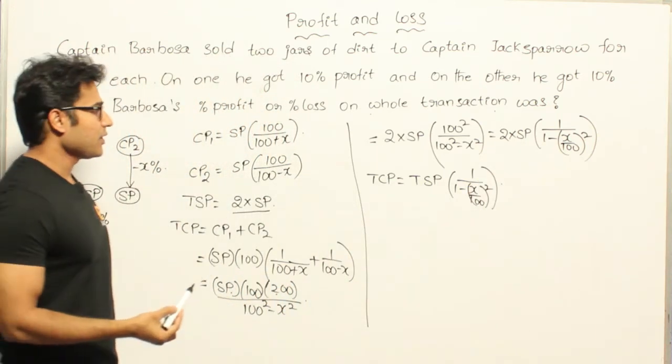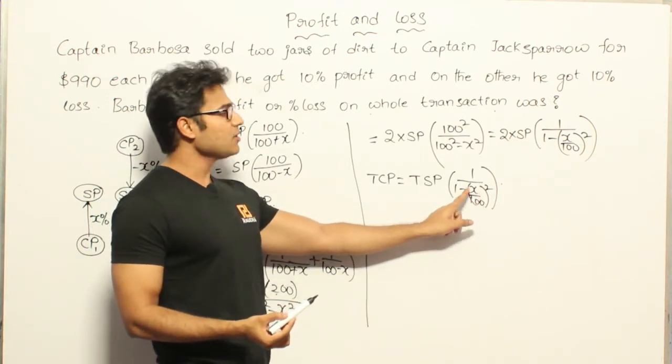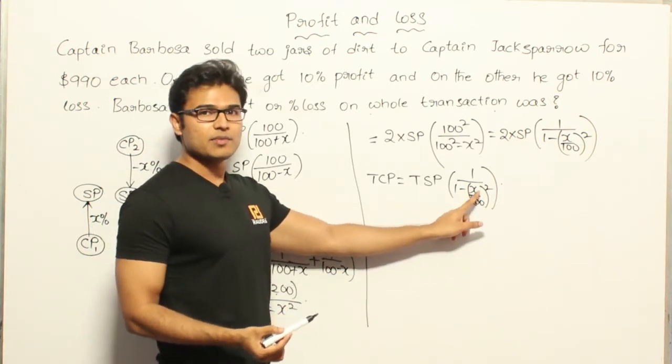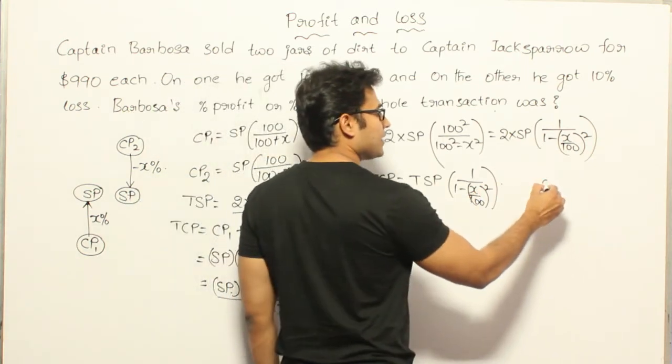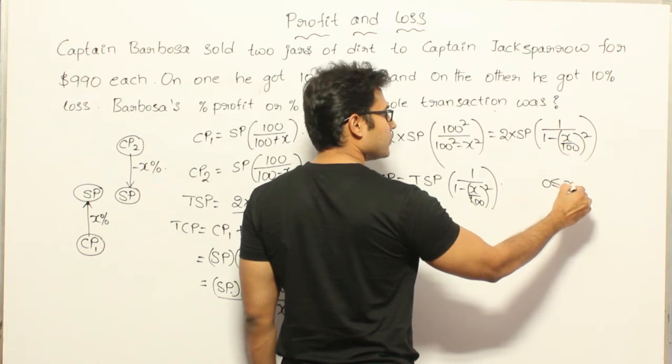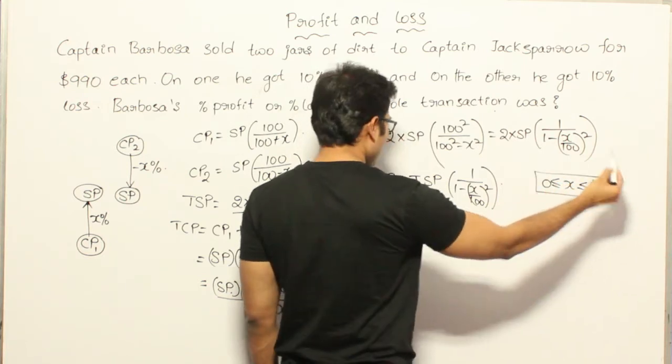Right? Now try to analyze this. X by 100 square. So what will be the value of x here? X will be any value between 0 and 100. So x will never go beyond 100. What could be the reason?